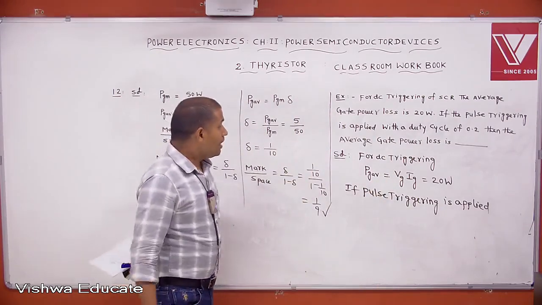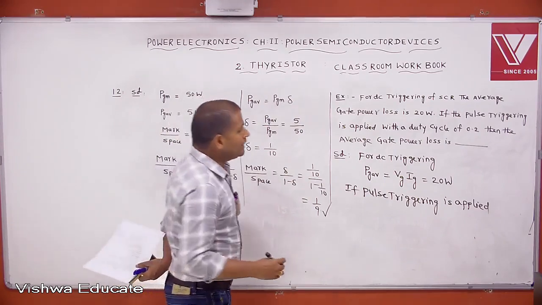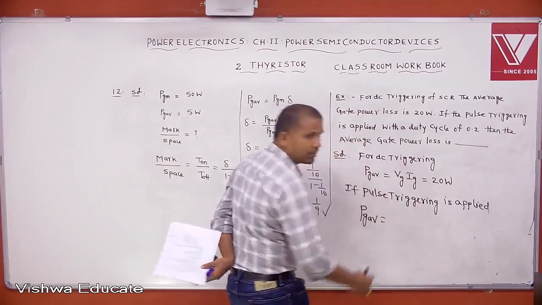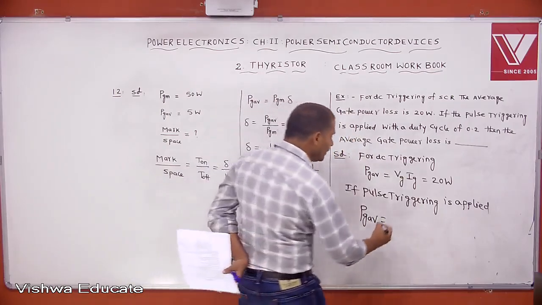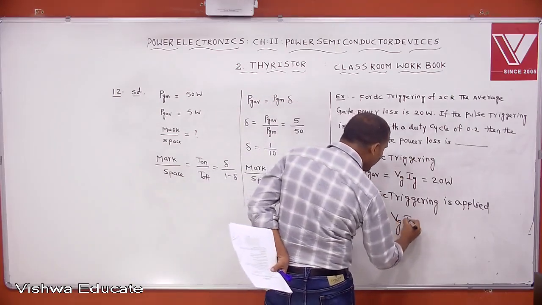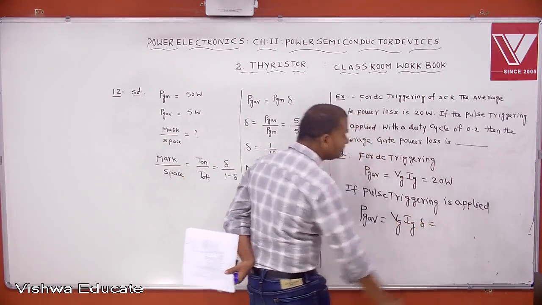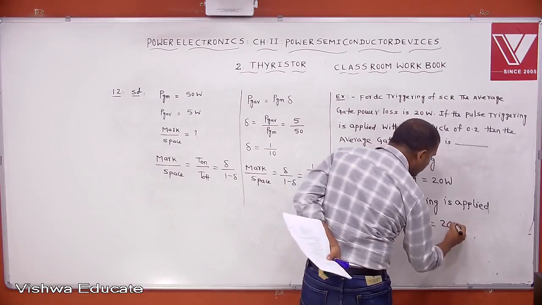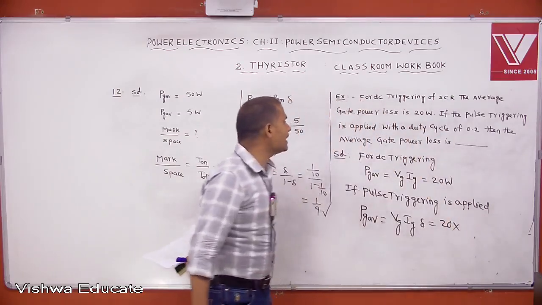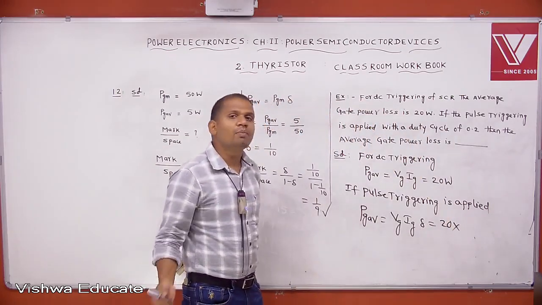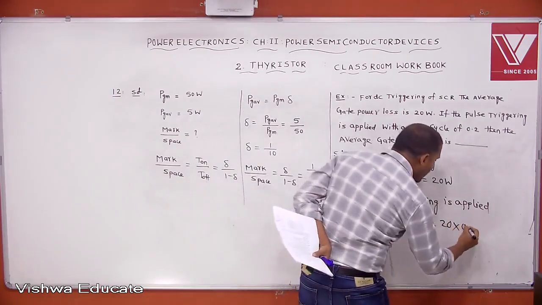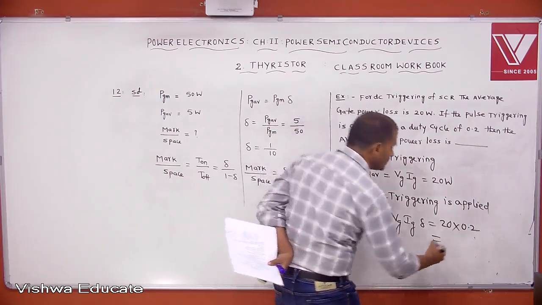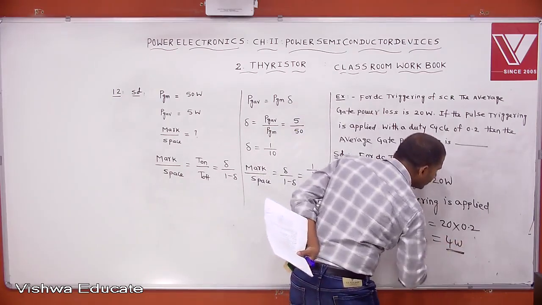If pulse triggering is applied, then what is the average gate power loss? You know this: Vg into Ig into delta. What is Vg into Ig? 20. What is delta? The duty cycle is given. A duty cycle of 0.2 is applied. Then 20 times 0.2, how much do you get? 4 watts. Okay. See the difference.